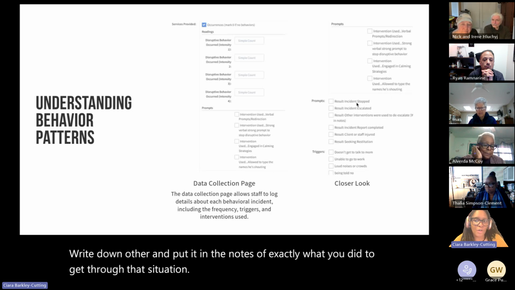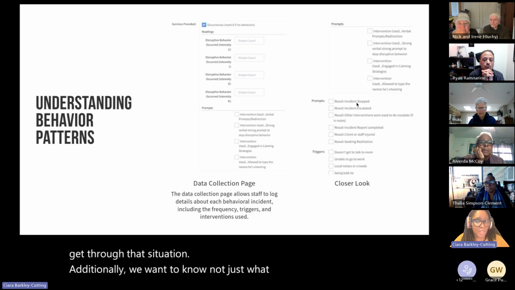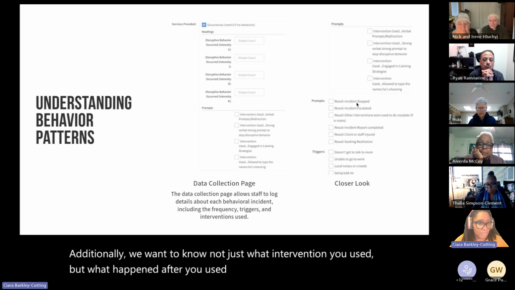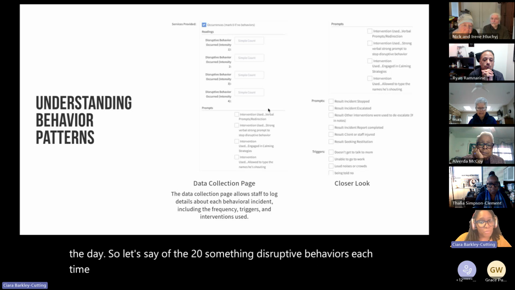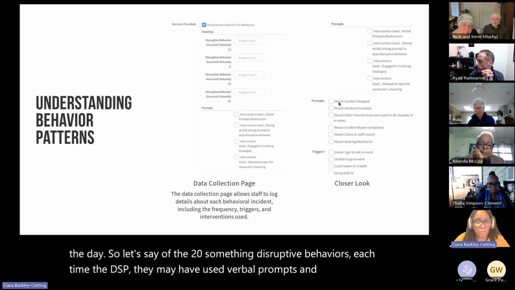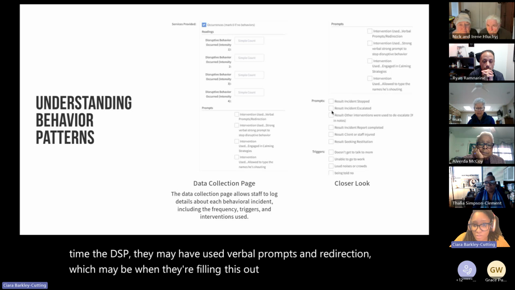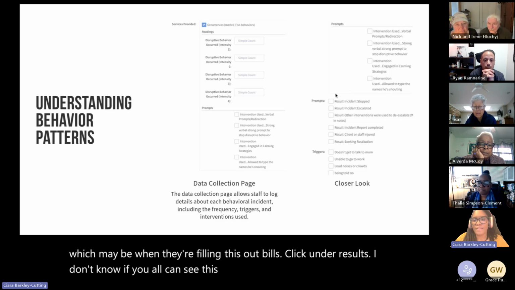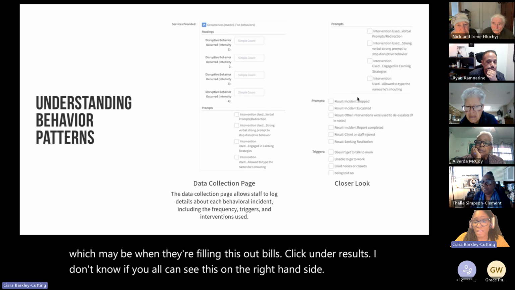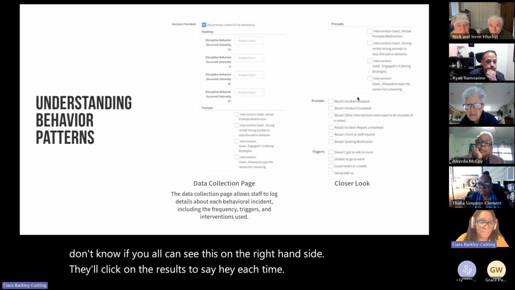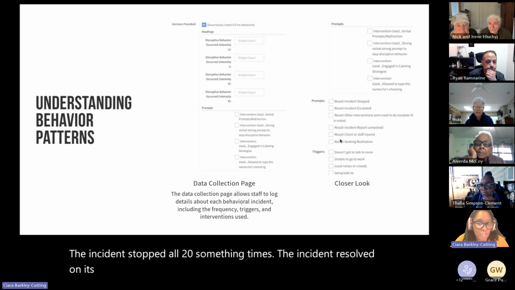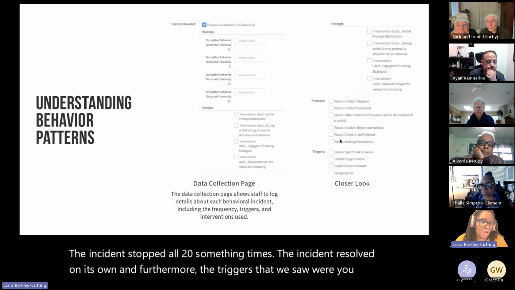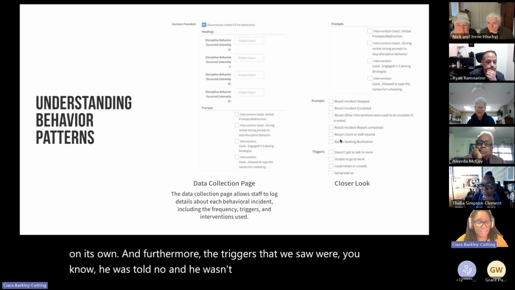Additionally, we want to know not just what intervention you used, but what happened after you used those interventions throughout the day. So let's say of the 20-something disruptive behaviors, each time the DSP may have used verbal prompts and redirection, which maybe when they're filling this out, they'll click under results. I don't know if you all can see this on the right-hand side. They'll click on the results to say, hey, each time the incident stopped. All 20-something times the incident resolved on its own. And furthermore, the triggers that we saw were that he was told no, and he wasn't happy with it, but he did accept it.